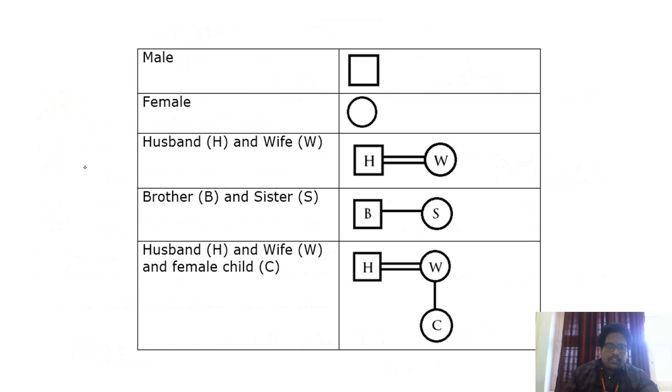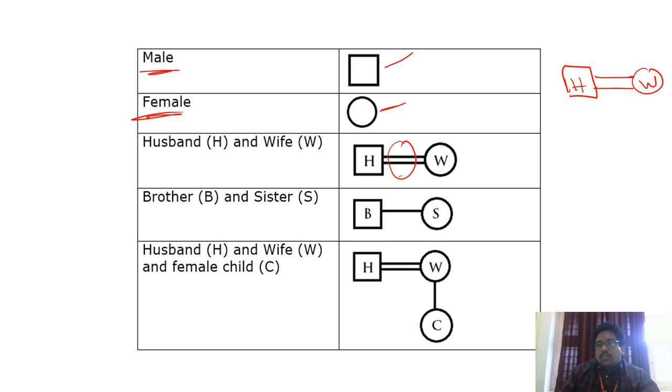Clear? Okay. Now, any male person in the question is denoted as a square. A female person is denoted as a circle. Let's say the male is H and the female is W. A double line means these two are a married couple, husband and wife. How is H related to W? H is the husband of W. How is W related to H? W is the wife of H. Are you getting my point? So the final conclusion: H and W are a couple.